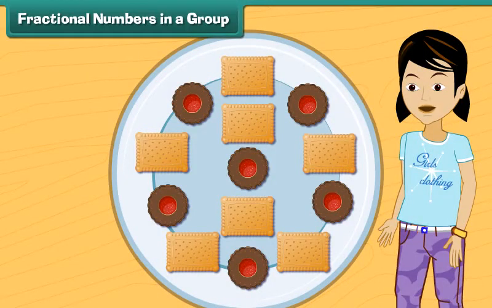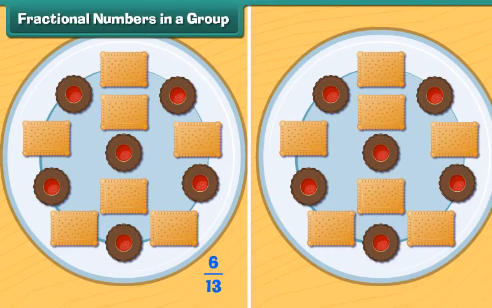Remember, we can also use fractional numbers to talk about items in a group. Let's see, there are 13 biscuits on this plate. So, that's our denominator. But the biscuits are not the same type. 6 of them are chocolate biscuits, whereas 7 of them are milk cream biscuits. So those are numerators. Therefore, we can say that 6/13 are chocolate biscuits and 7/13 are milk cream biscuits.